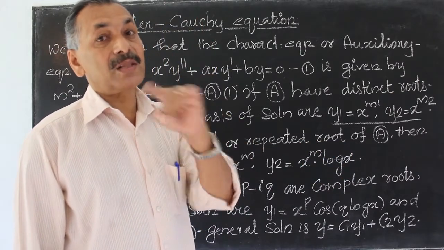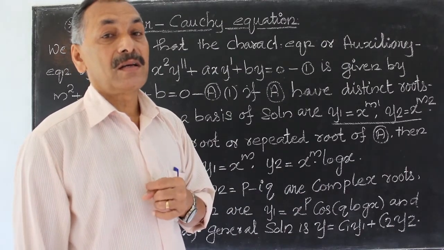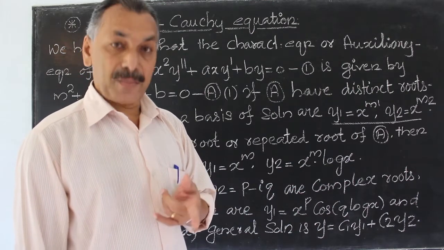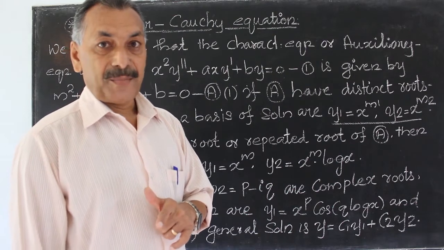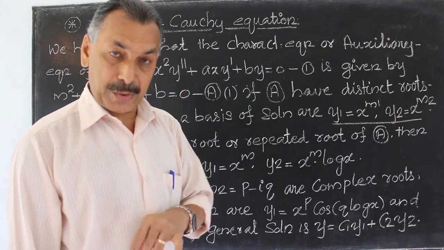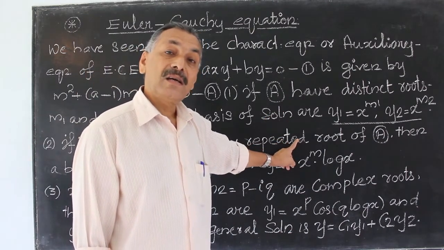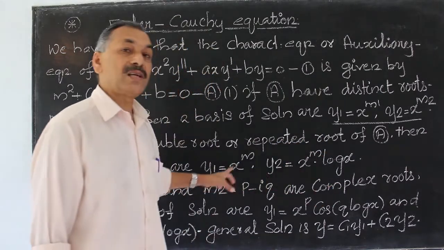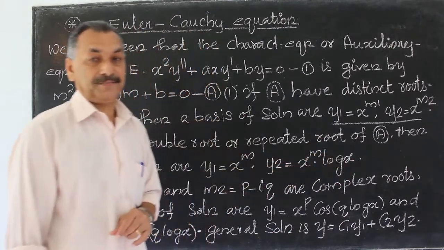In the case with constant coefficients, if lambda is a repeated root, then the solutions are e raised to lambda x and x e raised to lambda x. For distinct roots, it is e raised to lambda 1 x and e raised to lambda 2 x. For the repeated root case, e raised to lambda x, x e raised to lambda x. Here, y1 is equal to x raised to m and y2 is equal to x raised to m into log x.